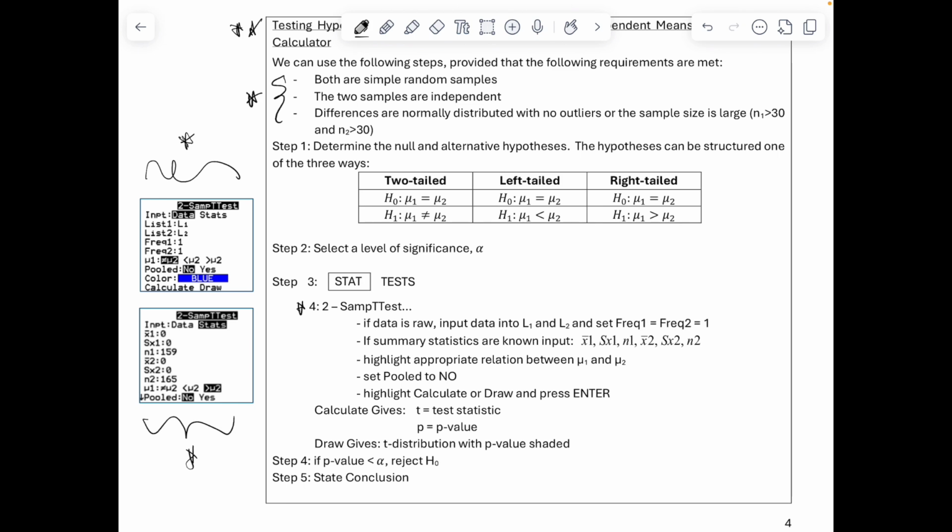And then you're going to highlight the appropriate H1 that you have. Set pooled to no. And then you're going to highlight calculate or draw and press enter. From here, you're going to get your t, which is your test statistic, and p, which is your p-value. Draw gives the graph, which is something kind of neat to look at. But step 4, if the p-value is less than alpha, reject your H0. And then your last step, again, is always to state that conclusion.